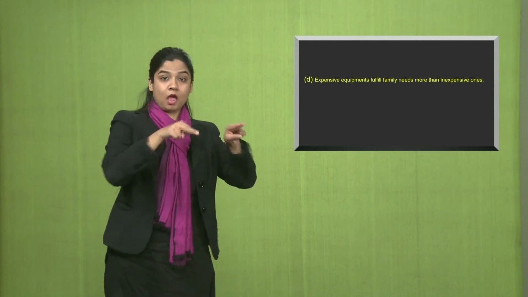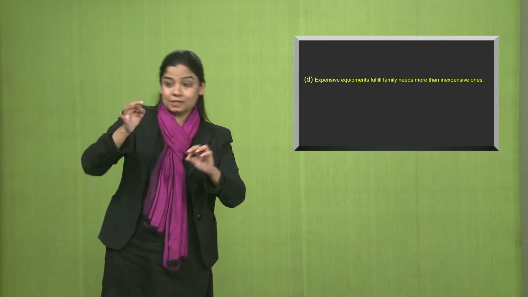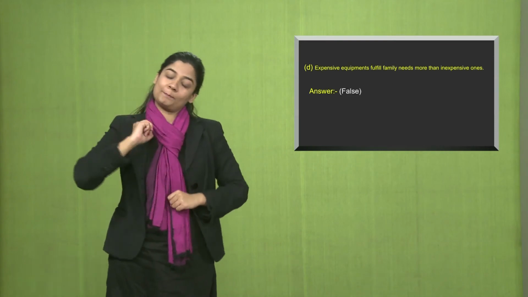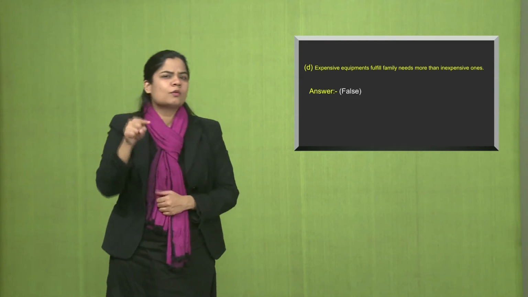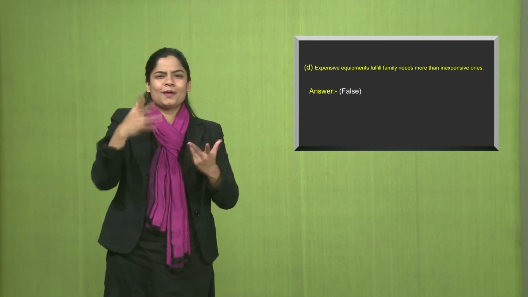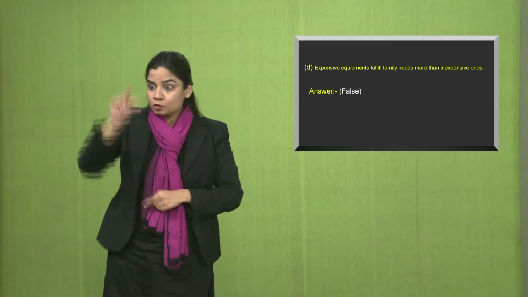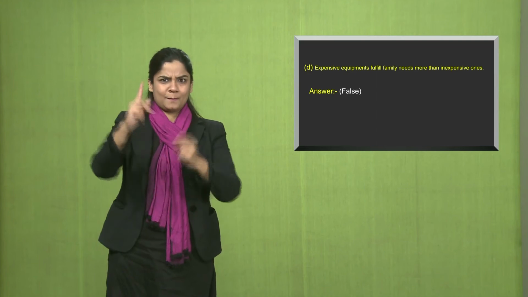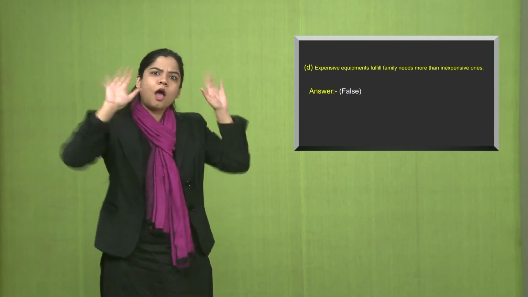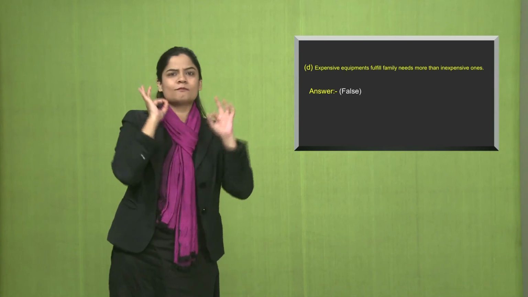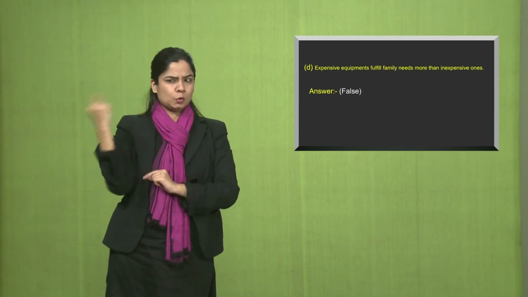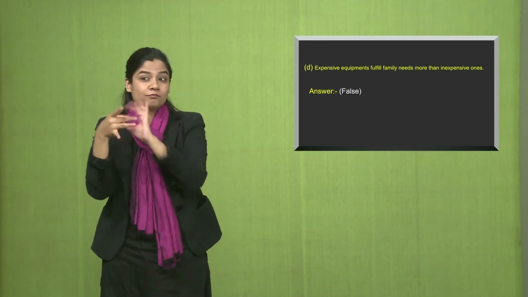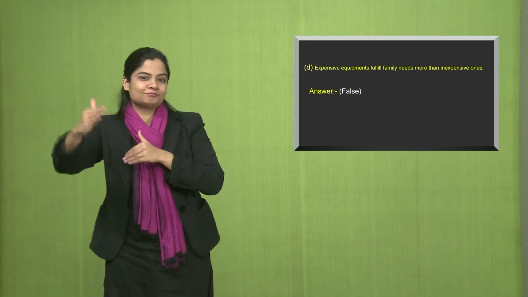Fourth, expensive equipments fulfill the family needs more than the inexpensive ones. It's important to only have expensive ones. True or false? It is false. We all need both expensive and inexpensive items. Inexpensive items also have a very good value in the house. For example, utensils are not that expensive, but we need them. They are also equipments. A refrigerator is expensive, and we need that too. So we have to be logical about both expensive and inexpensive products. Remember to always read the instructions, then you can use them well.